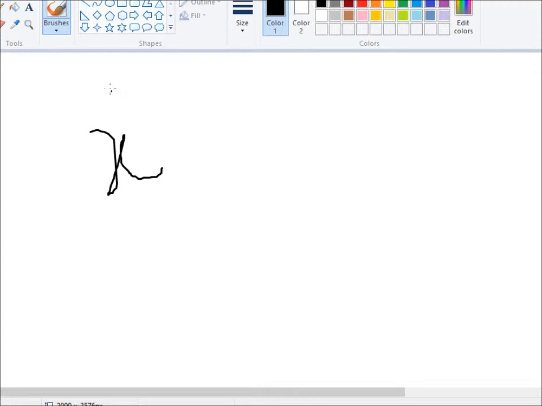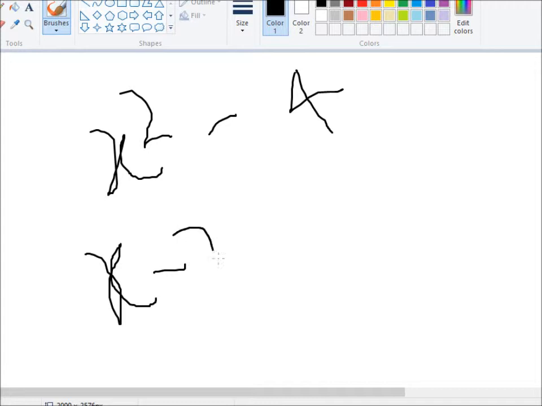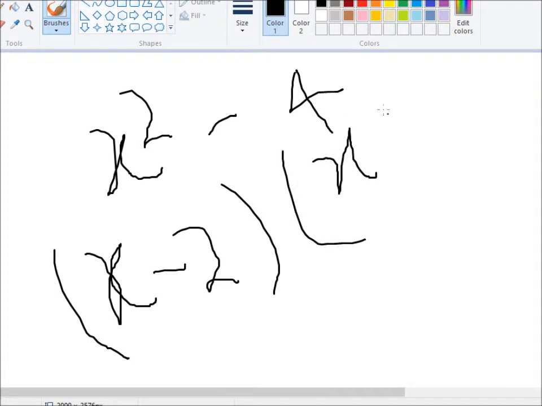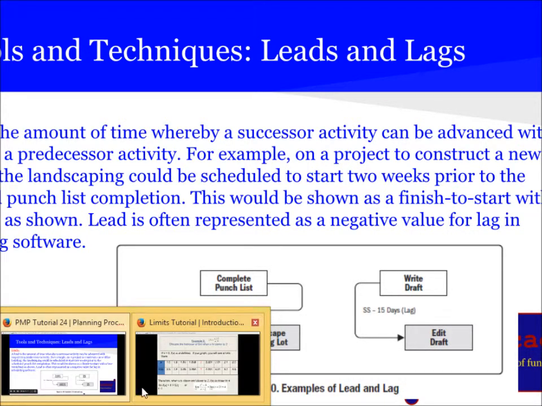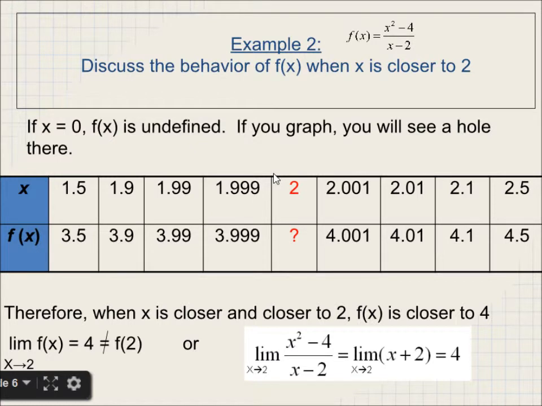So here, x square minus 4 can also be written as x minus 2 multiplied by x plus 2. So here in this one, sorry, this is a different tutorial.